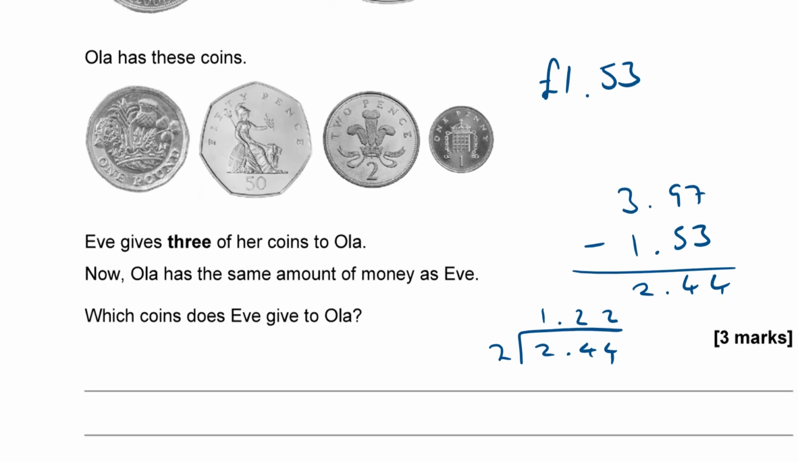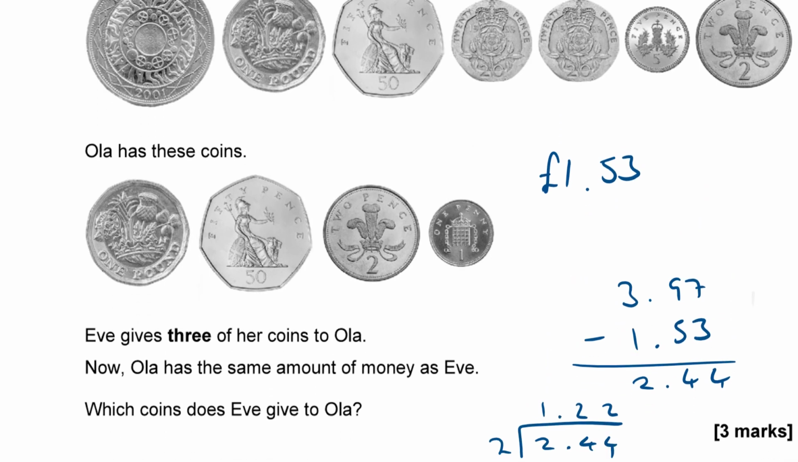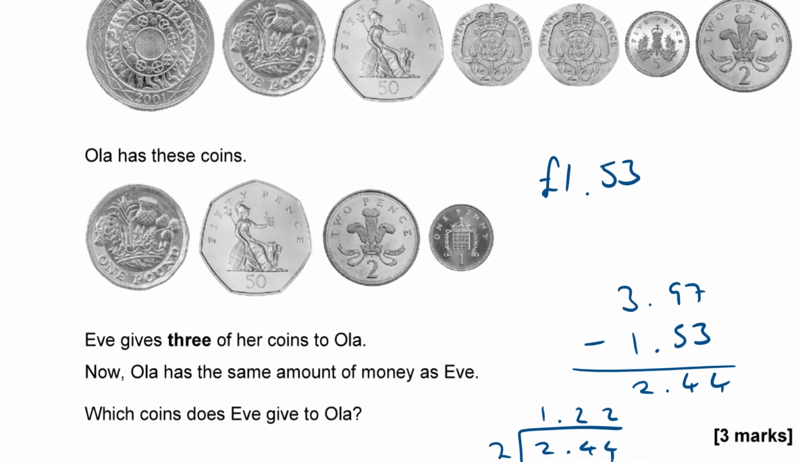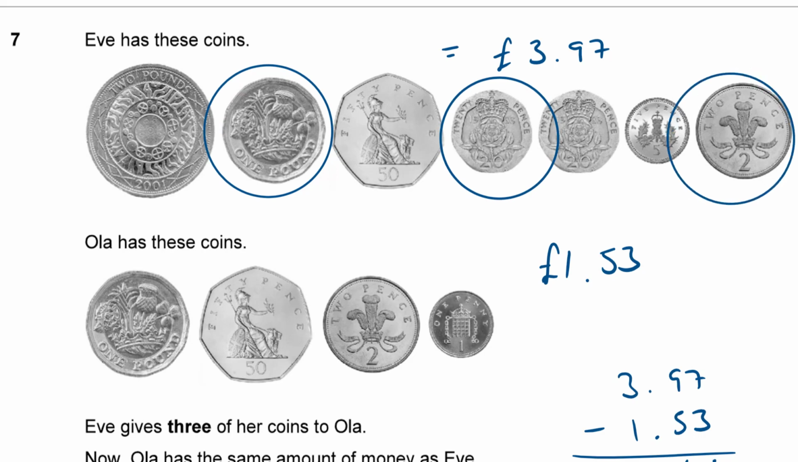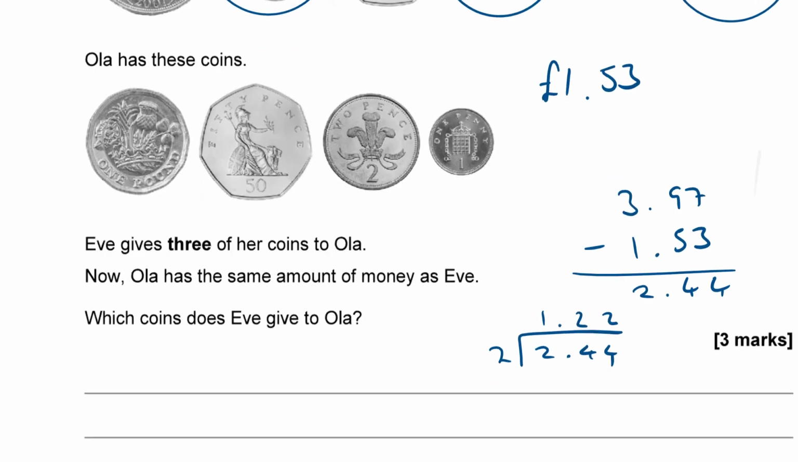Okay, so Eve needs to give Ola £1.22, and that will mean that they have the same amount of money. So if she gives the pound and the 20p and the 2p, that's £1.22, isn't it? Okay, and then they'll both have the same amount of money. Eve will have £2 left, and the 50 and the 20 and the 5p, making £2.75. And Ola will now have £2 and the 50 and the 20 and the 2 pence and the 1 pence, which is £2.75 as well.